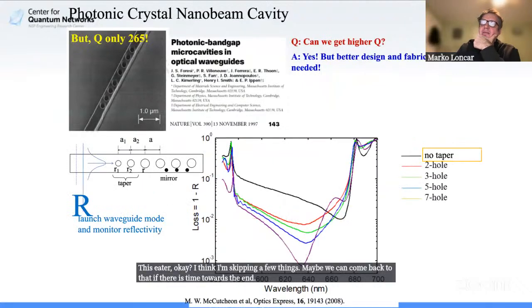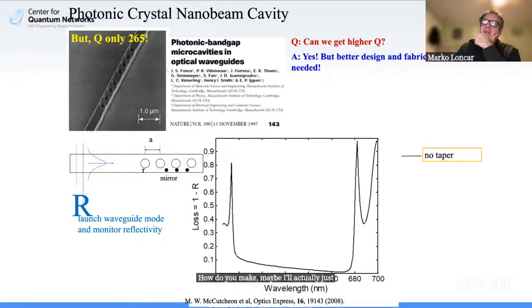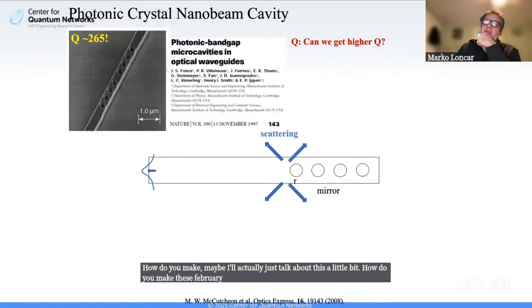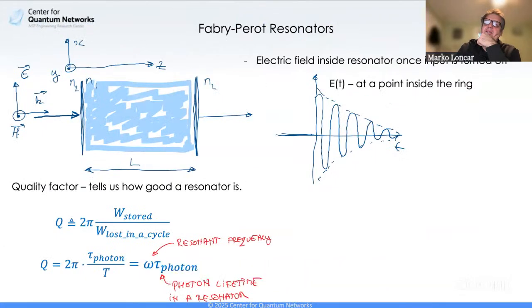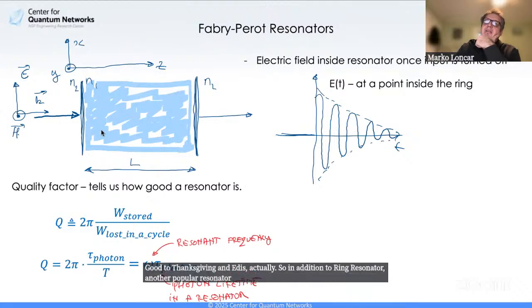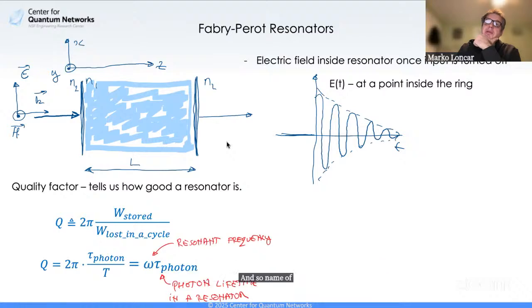Maybe I'll actually just talk about this a little bit. How do you make these Fabry-Perot resonators? Maybe actually let's go back, because I think CJ may need this. So in addition to the ring resonator, another popular resonator is the Fabry-Perot cavity, where basically you have a waveguide with two amazing mirrors. Light can then bounce back and forth, and so the name of the game here is how to make these mirrors.